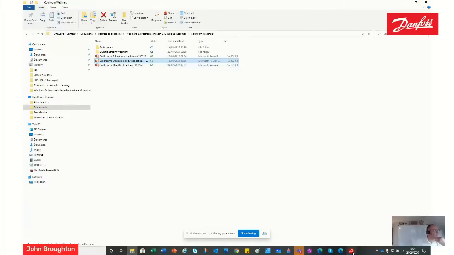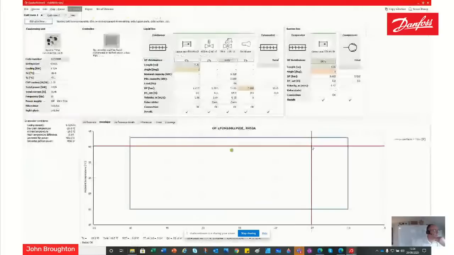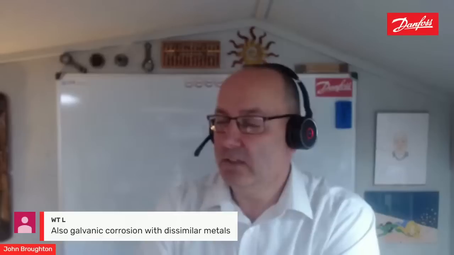Let's go back to Coolselector. But yeah, just make sure that the defrost heaters are in the right place, and temperature terminated. Warren's also said up there, thank you, Warren, our friend on YouTube, galvanic corrosion with dissimilar metals. Yep, that's a very good point. Galvanic corrosion exists because you have two dissimilar metals, and water is an accelerant of that. So you've got aluminium fins on your coil, and you've got a metal defrost heater, so you can get galvanic corrosion. What I've also seen on coolers is ice nuts.